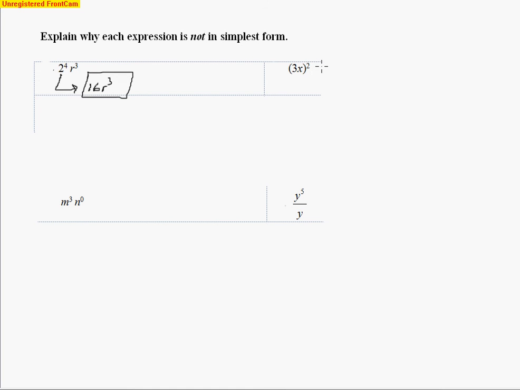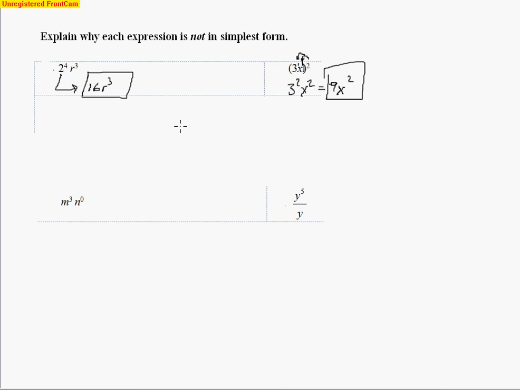So here we have this extra set of parentheses. So let's go ahead and multiply out that exponent by each of the exponents in this problem, which are 1's in this case, so 3 squared x squared. And so from there I could multiply out the 3 squared to make 9x squared.